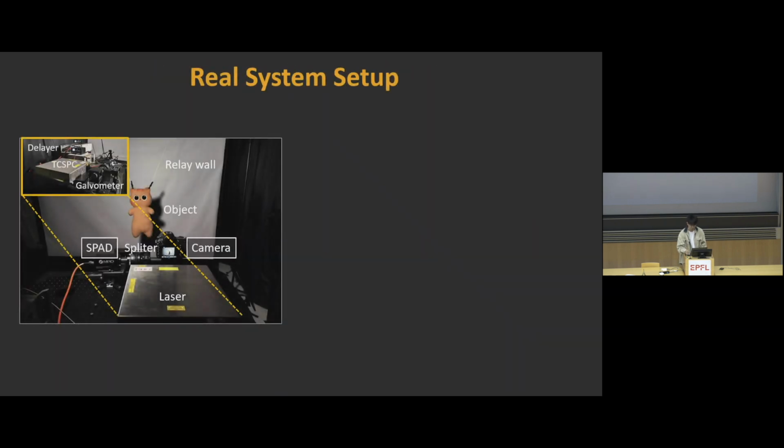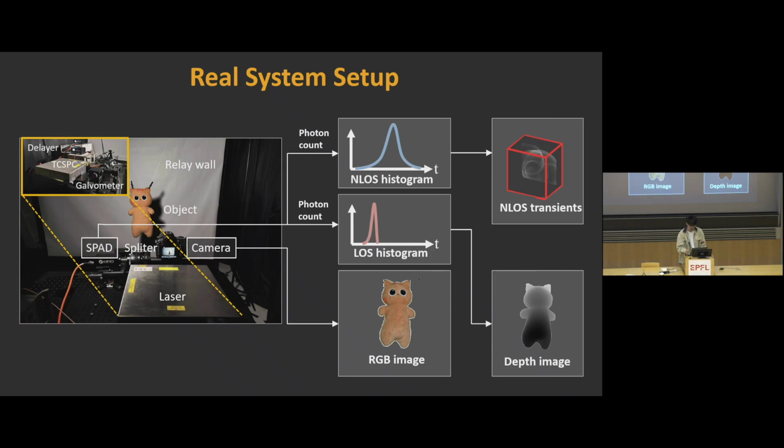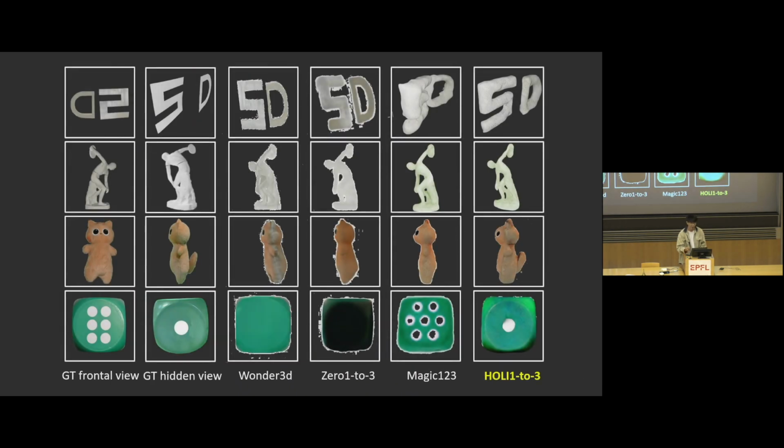We also capture real data from our imaging system, including an RGB camera for frontal view RGB imaging, and a SPAD system for depth maps and NLOS transients. Our SPAD system consists of a pulse laser and a single-pixel SPAD. We have experimented on a variety of objects which have different shapes and different materials. For example, the letters SD are paper and the dice is plastic. Our method successfully recovers accurate shape and appearance.